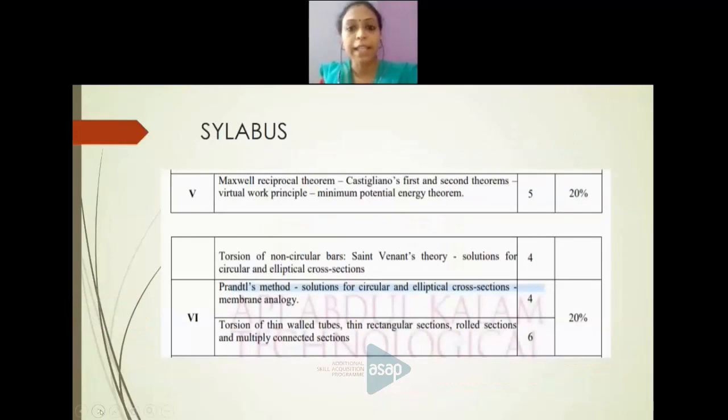Basically, torsion of non-circular bars is from the 5th module of your syllabus. You can see the syllabus over here. Torsion starts from the second part, that is, torsion is the second chapter of the 5th module. And from there, it covers all of the 6th module, that is, the 6th module is all about torsion. So today we will cover the second chapter from the 5th module and the first chapter from the 6th module, all about torsion of non-circular bars.